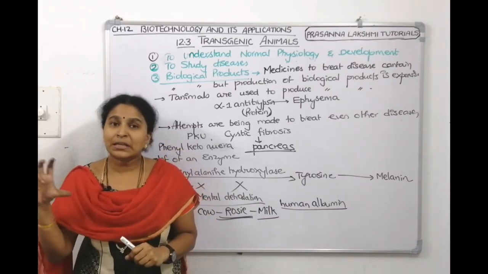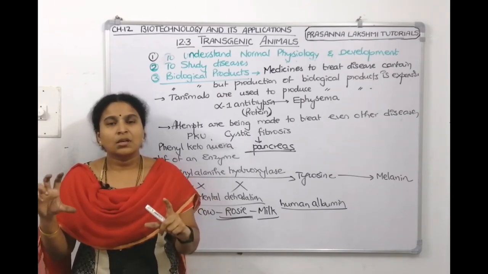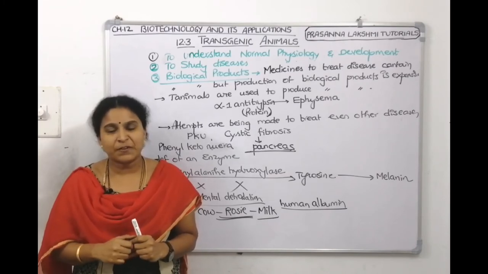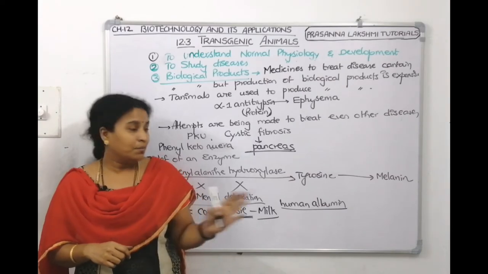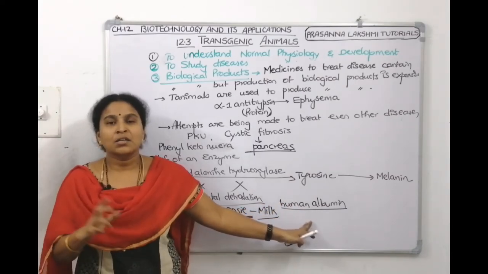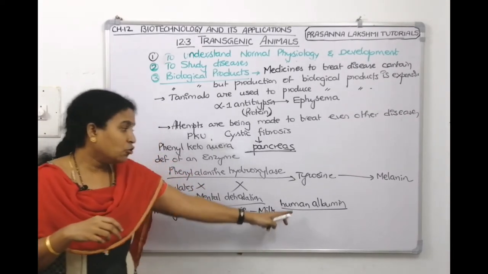When we are going with cow milk, cow milk is different from mother's milk, no? So then the baby might show some allergies. So it is not human specific milk. Now scientists thought, why can't we make mother's proteins to express in cow? So they did that. They introduced the mother's genes, which code for human albumin.